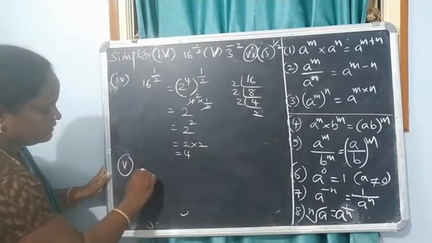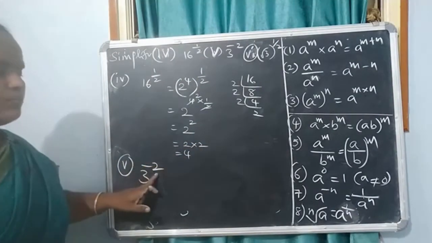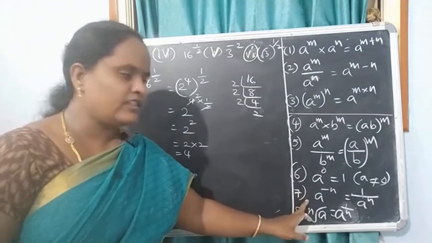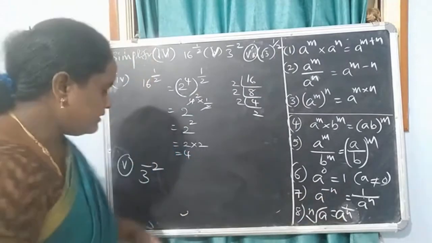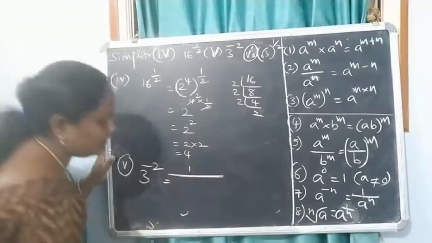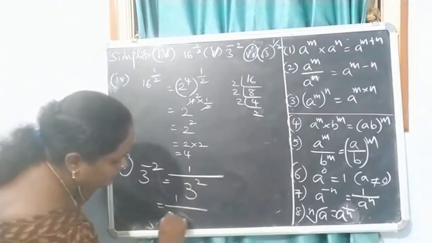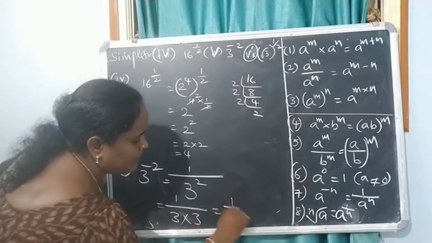Now the fifth question. 3 power minus 2. Here negative power is there. To convert negative power into positive power, we have the seventh formula: a power minus n is equal to 1 by a power n. So 3 square. So 1 by 3 into 3, that is 1 by 9.